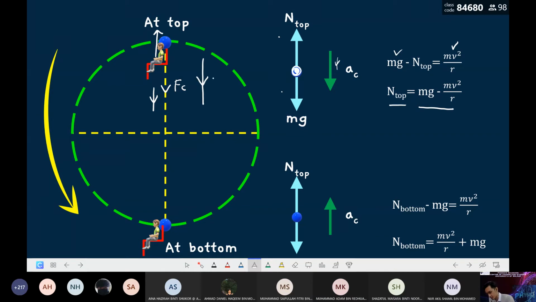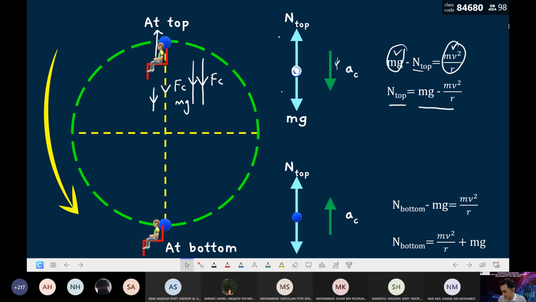So this is our FC. And mg is also towards the bottom. So it is already the same direction as mg. So that's why we must equate mg again. mg equals mv square over R. Then only we minus the N top, because N top is in a different direction from the centripetal force. Okay, I repeat: because mg and FC are in the same direction, that's why we minus N top from mg.